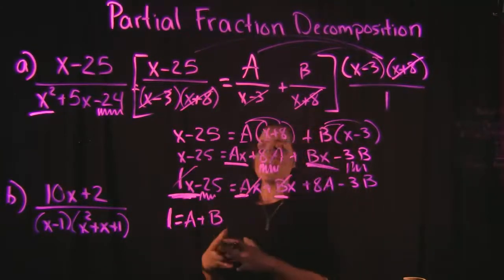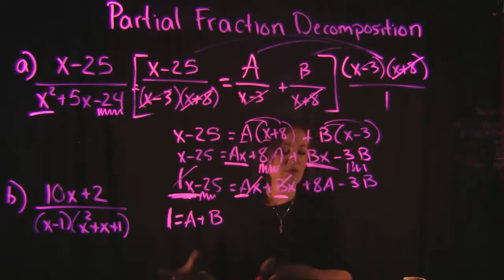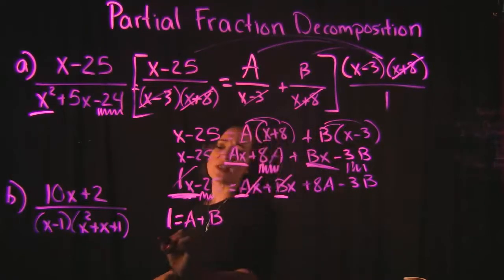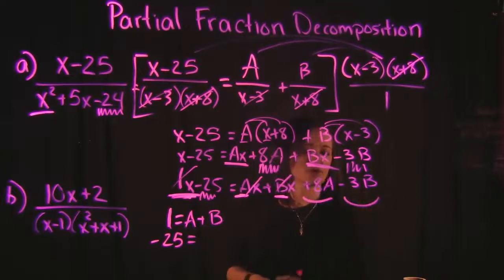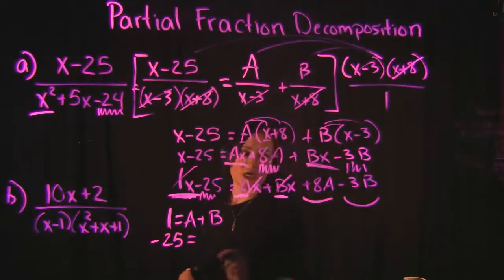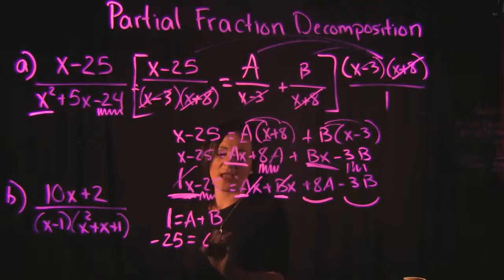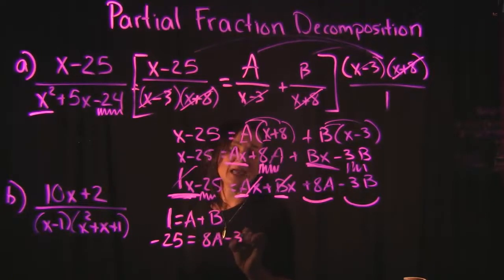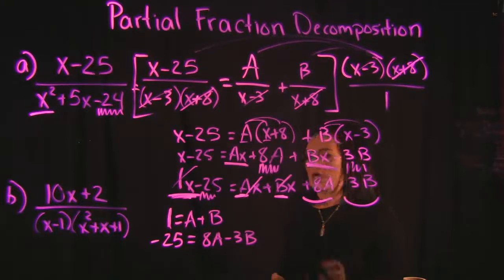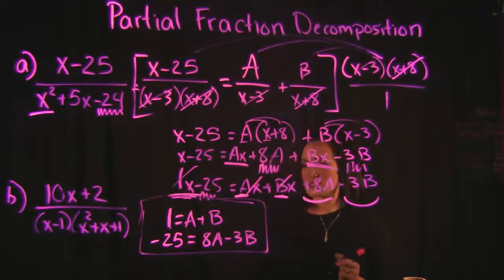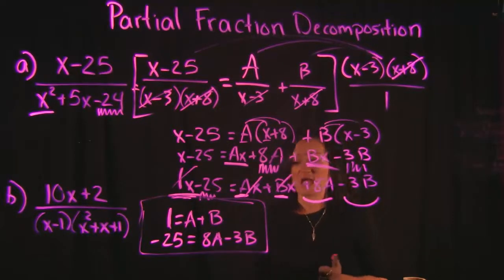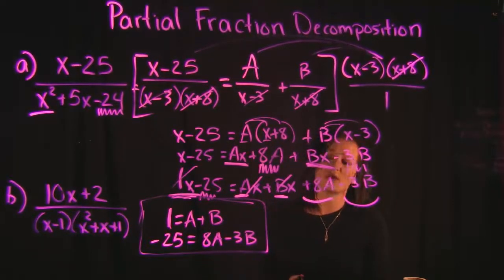Then we're going to do the same thing, creating a separate equation, but for our constant terms. On the left-hand side, we have this negative 25. We're going to set that equal to our constant terms on the right-hand side, which are a positive 8a and a minus 3b. So these two equations are the equations I'm going to be working with. Essentially we've created a system of equations that we're going to use to solve.